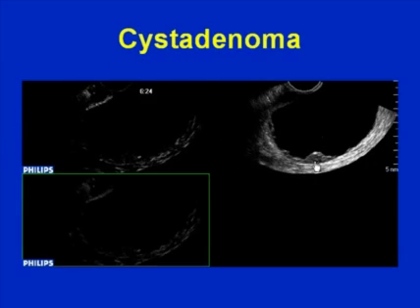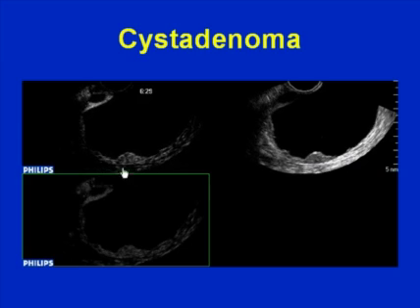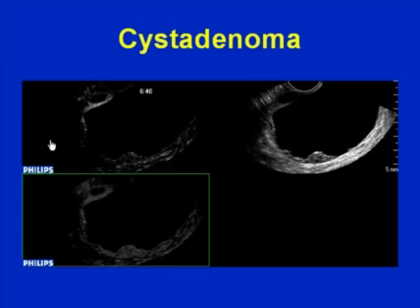This is a cystic lesion with a very irregular border, and we can see the contrast coming into this lesion, but as soon as the contrast comes in, it leaves. So this is a relatively fast transit time. As you can see, it's decreasing in intensity right now.